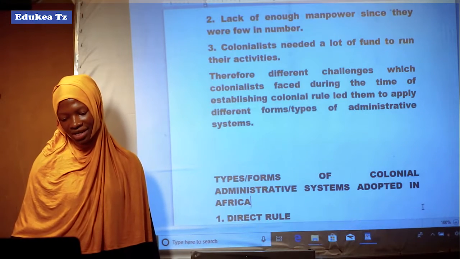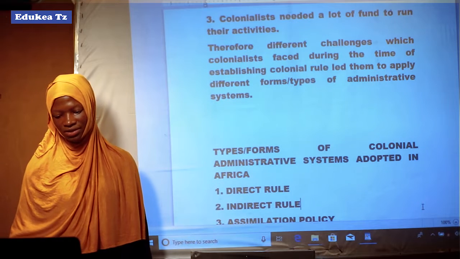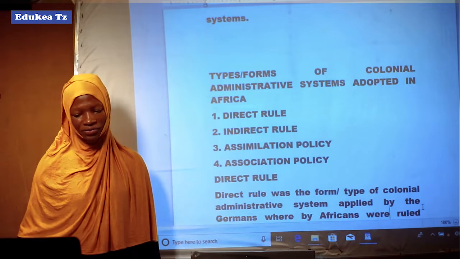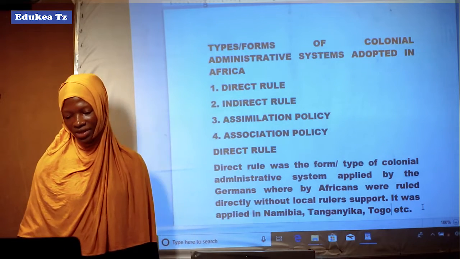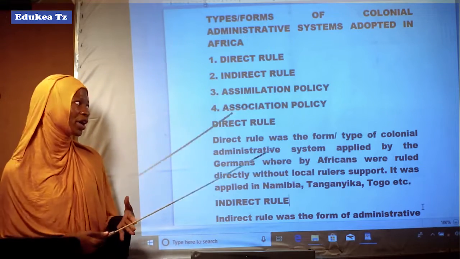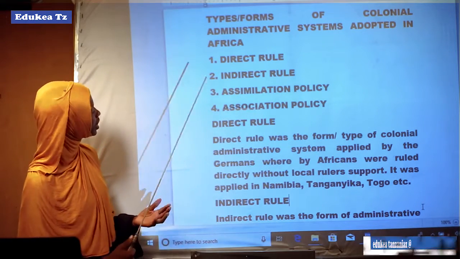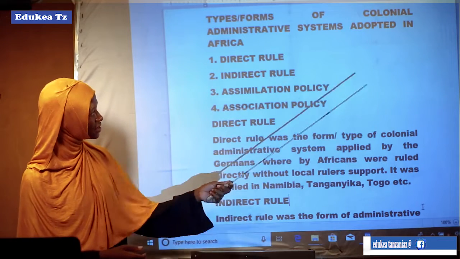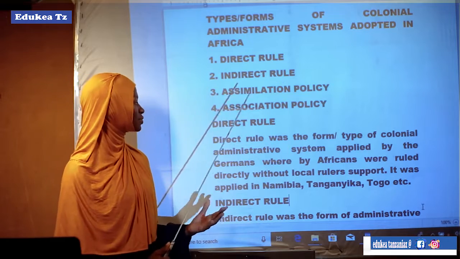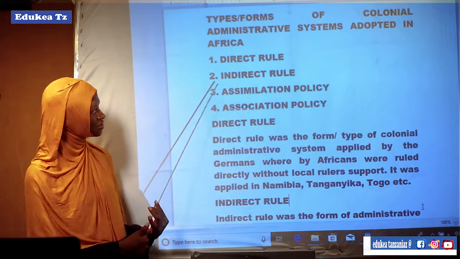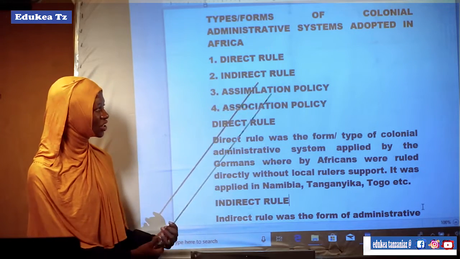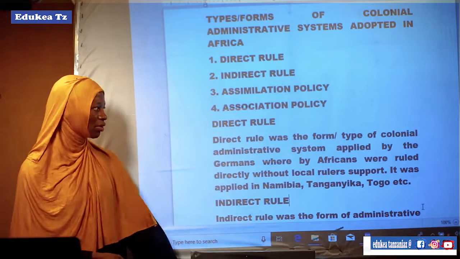So let's now jump and see the types or forms of colonial administrative system. As I said before, every colonialist decided on his or her own way of ruling. Therefore, the administrative systems that the African continent experienced were four. The first one is direct rule, the next one indirect rule, then assimilation policy, and association policy.